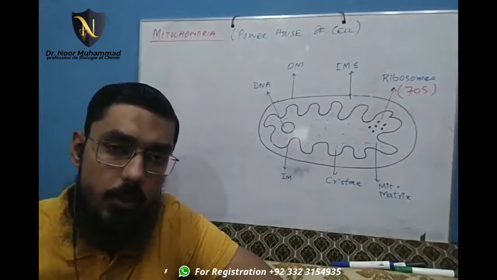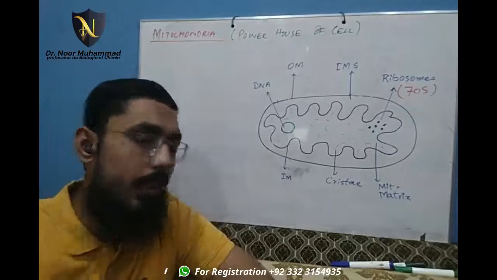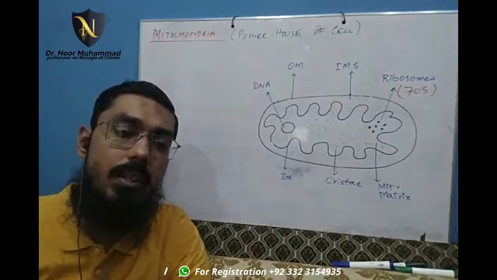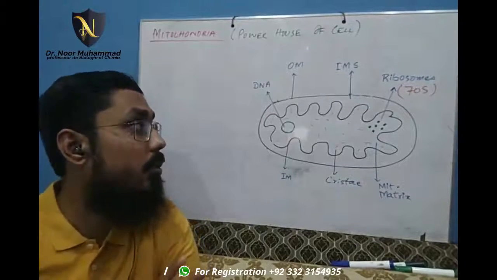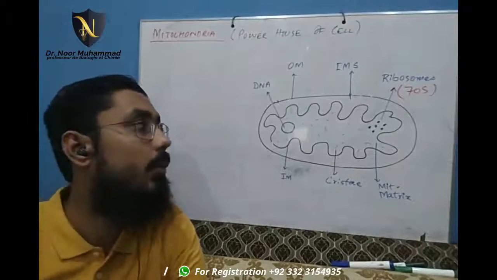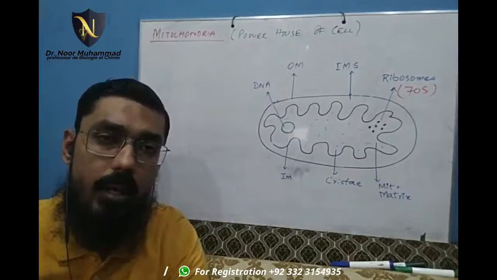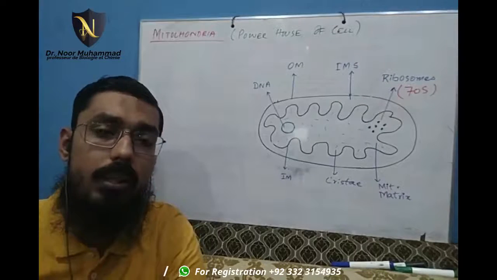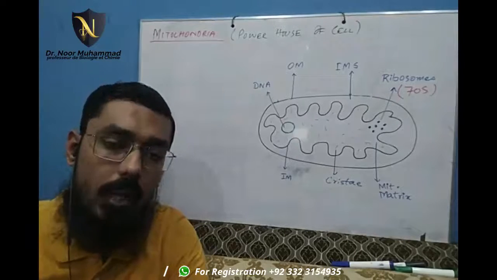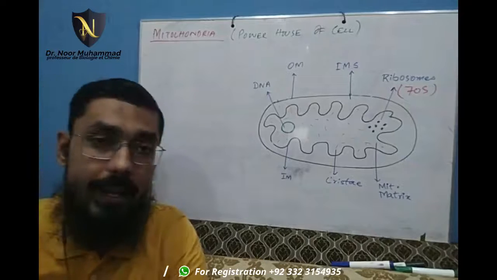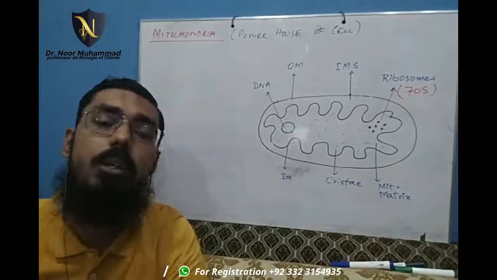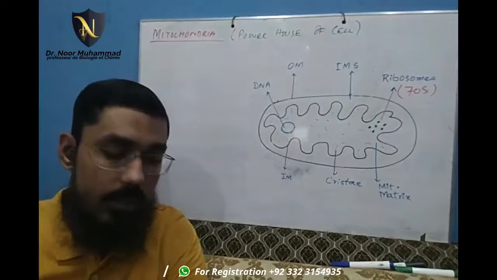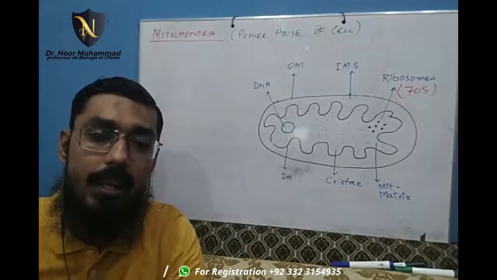I started the discussion of mitochondria in the previous lecture, as you can see on my board. I drew a diagram and told you about the basic structural features of mitochondria. Let me repeat quickly, and then I will get you to write the points. Then we'll be talking about the functions of mitochondria and the endosymbiont theory of mitochondria. That will be the discussion of today's lecture.